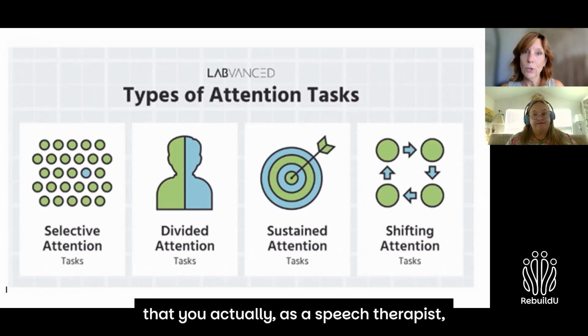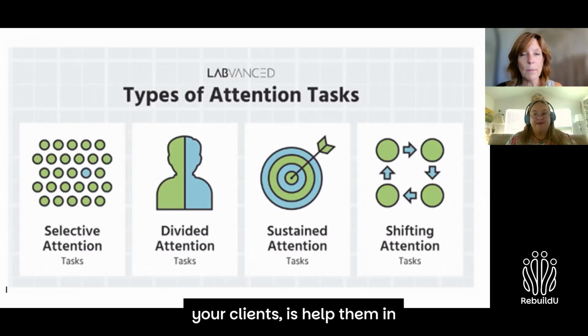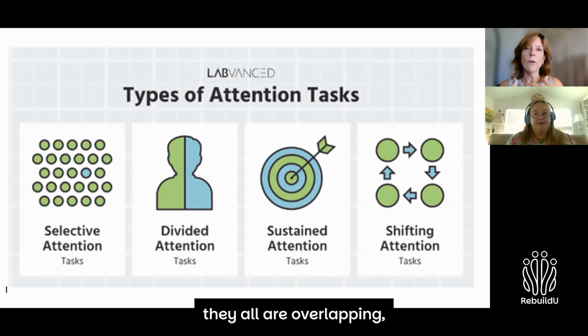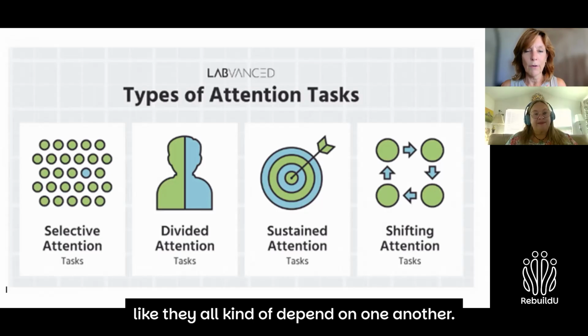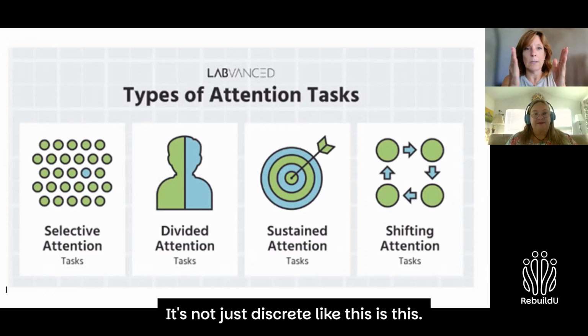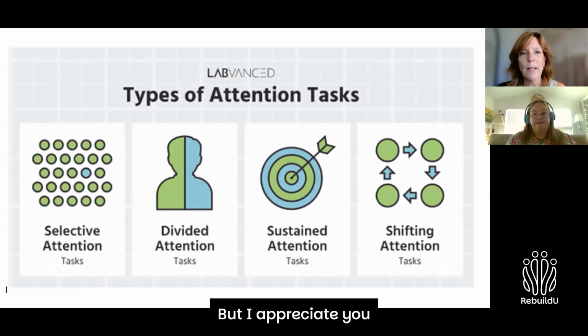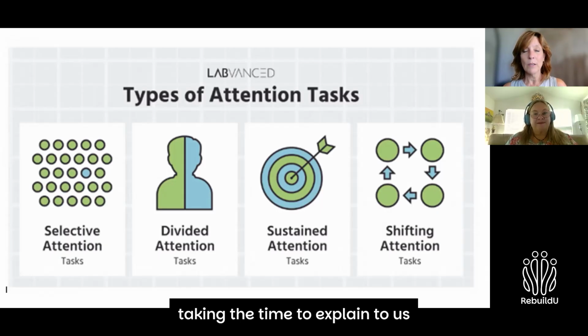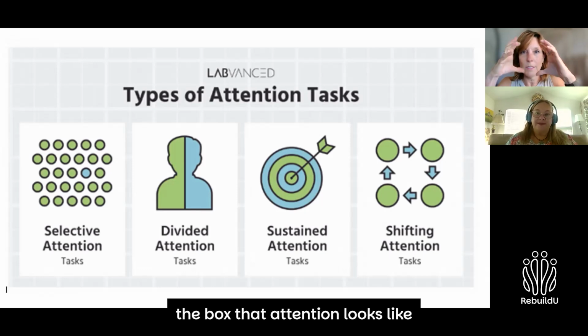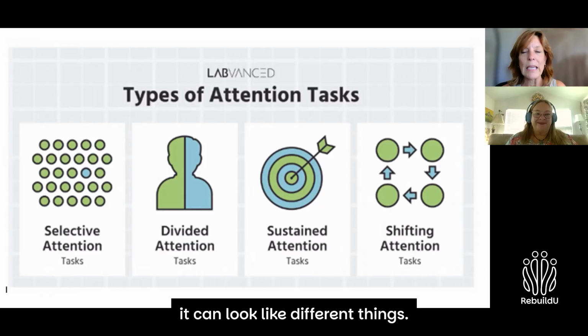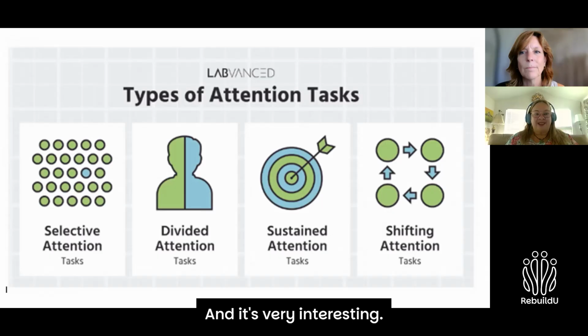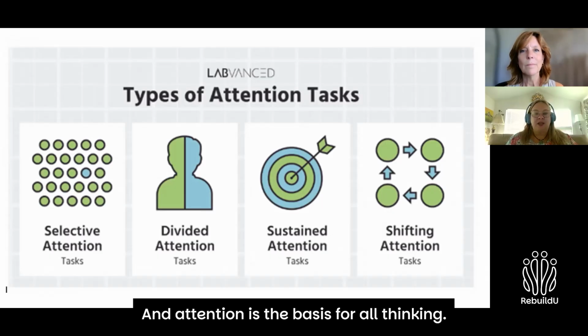And these are things that you actually, as a speech therapist, do with your clients, is help them in these given areas of attention. And of course, they all are overlapping. They all kind of depend on one another. It's not just discrete, like this is this and this is this. I appreciate you taking the time to explain to us that it's not just pay attention and here's the box that attention looks like. It can look like different things, and it's very interesting. It's very complex, and attention is the basis for all thinking.